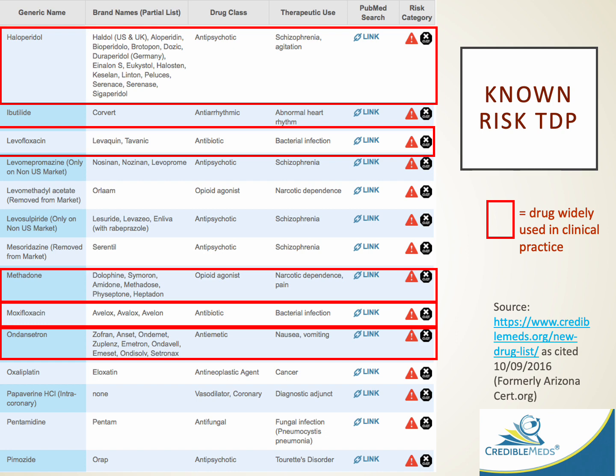So Haldol, we still use Haldol a fair amount. It's an older antipsychotic. That will prolong QT. We get careful about that in patients who have pre-existing cardiac arrhythmias or electrolyte imbalances. Levofloxacin, we've already talked about as a fluoroquinolone antibiotic, as is moxifloxacin.